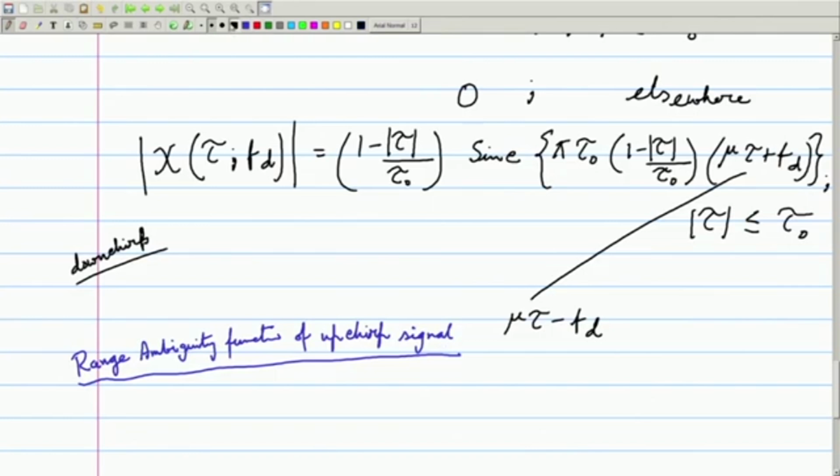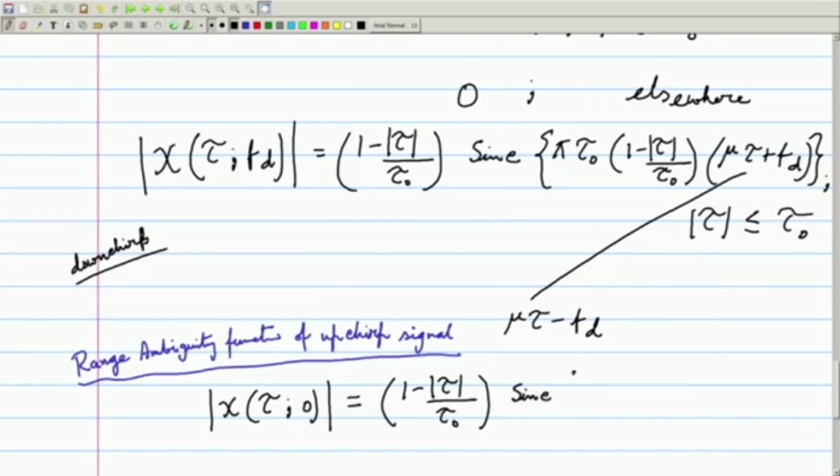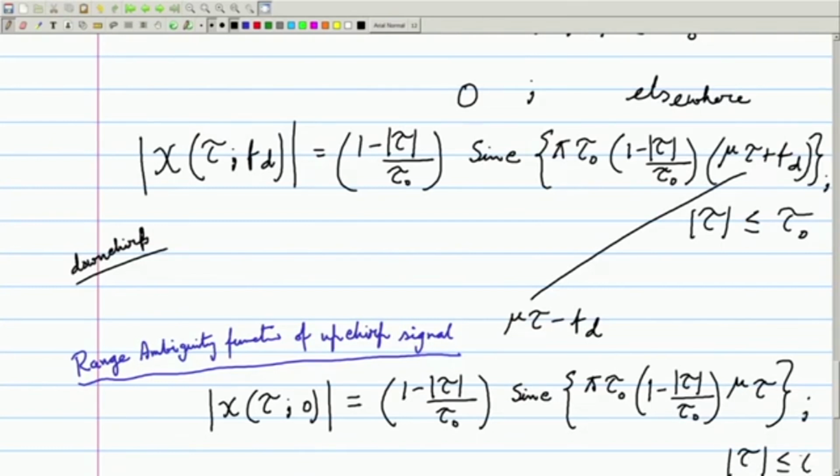So, what is the range ambiguity function? At that time f d should be put to 0. That means it will be simply 1 minus modulus of tau by tau naught, times sinc of pi tau naught, 1 minus modulus of tau by tau naught, times mu tau, otherwise 0.